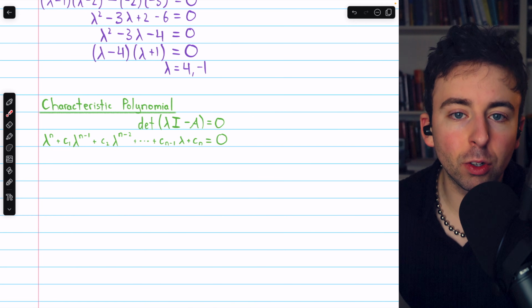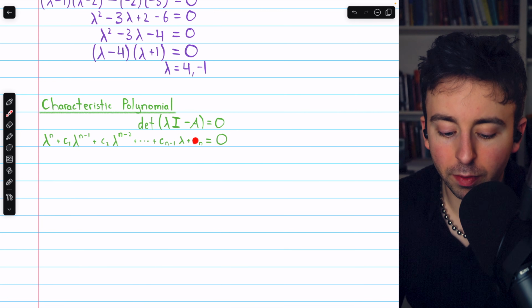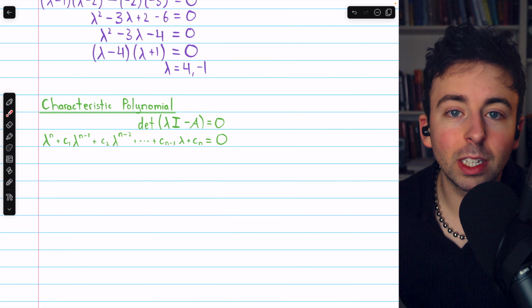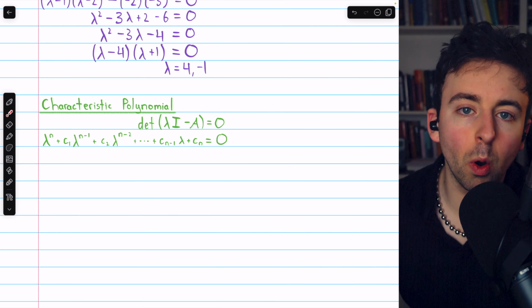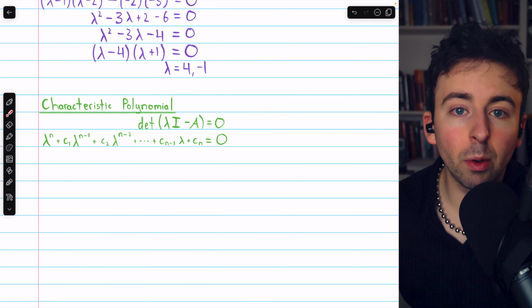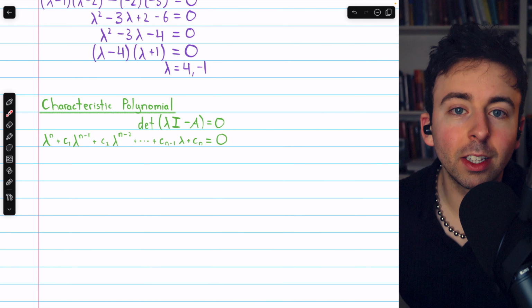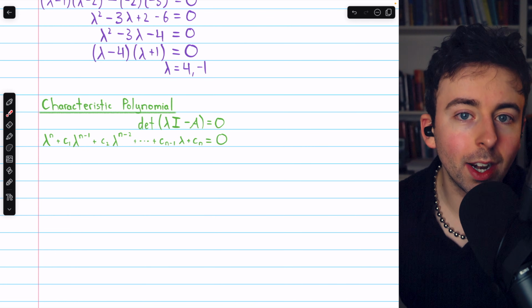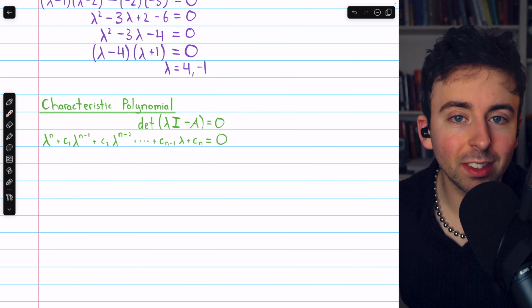Now, it's not completely trivial to see that this determinant does indeed lead to a polynomial of this form. I'll leave it to you to convince yourself that it does, and there's a link in the description to a video where we go over this in a bit more detail. For now, we'll just accept that yes, this determinant will lead to a degree n polynomial in lambda with 1 as its leading coefficient, and that polynomial is called the characteristic polynomial.